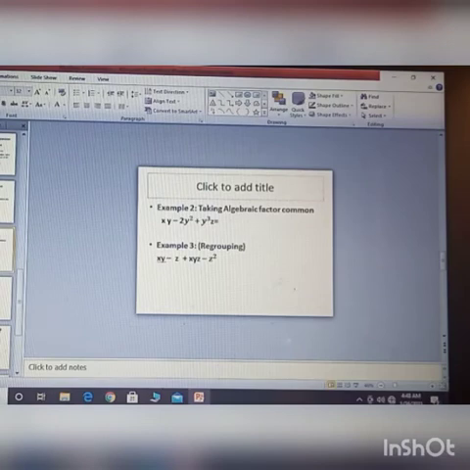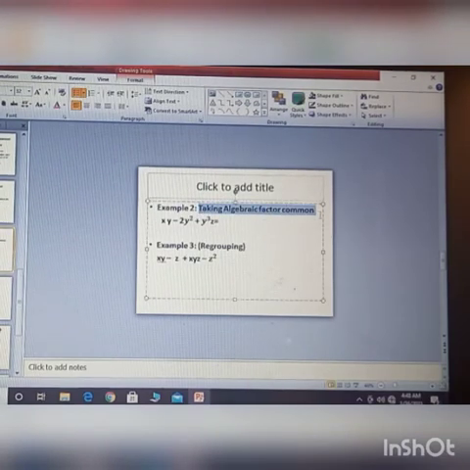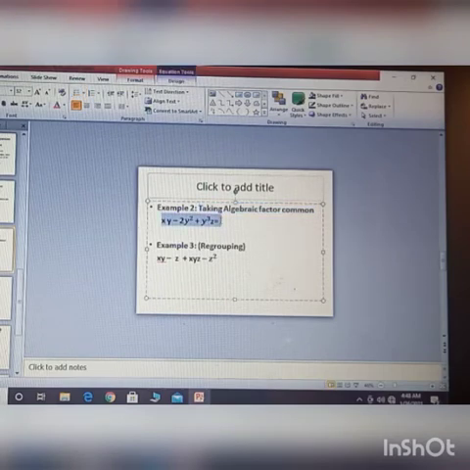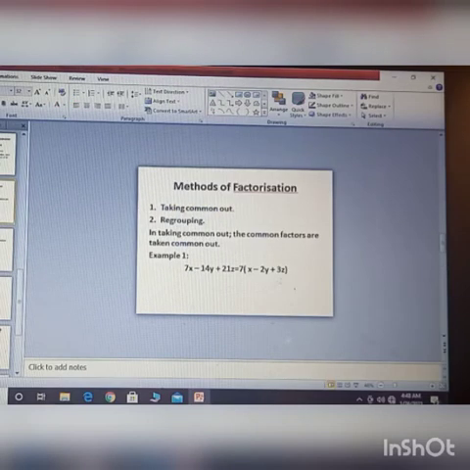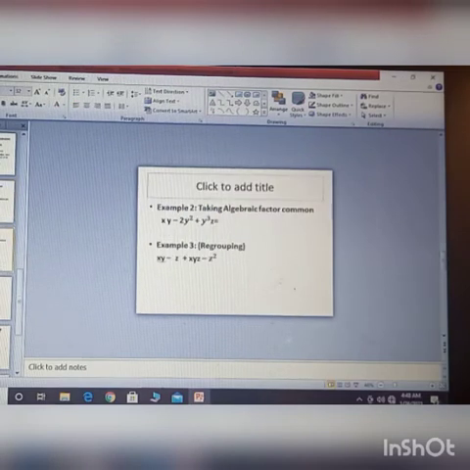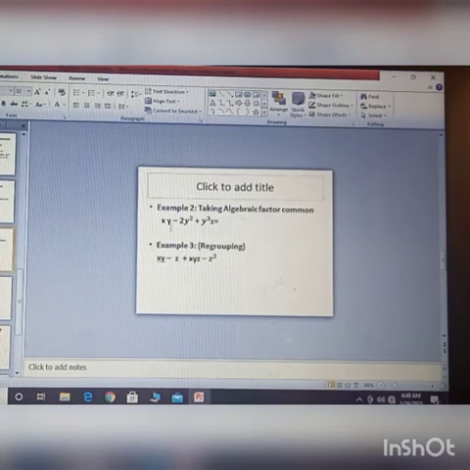Now see these other two examples here. This is example 2, taking an algebraic factor common. This is again the first method. Here the expression is xy minus 2y square plus y cube z. This is the expression given and we are to do its algebraic factorization. Keeping in mind the first method, that is taking common out, we'll do this example. So look for what is common in this whole expression. Do this work in your mind as well. Here it is xy, 2y square, y cube.